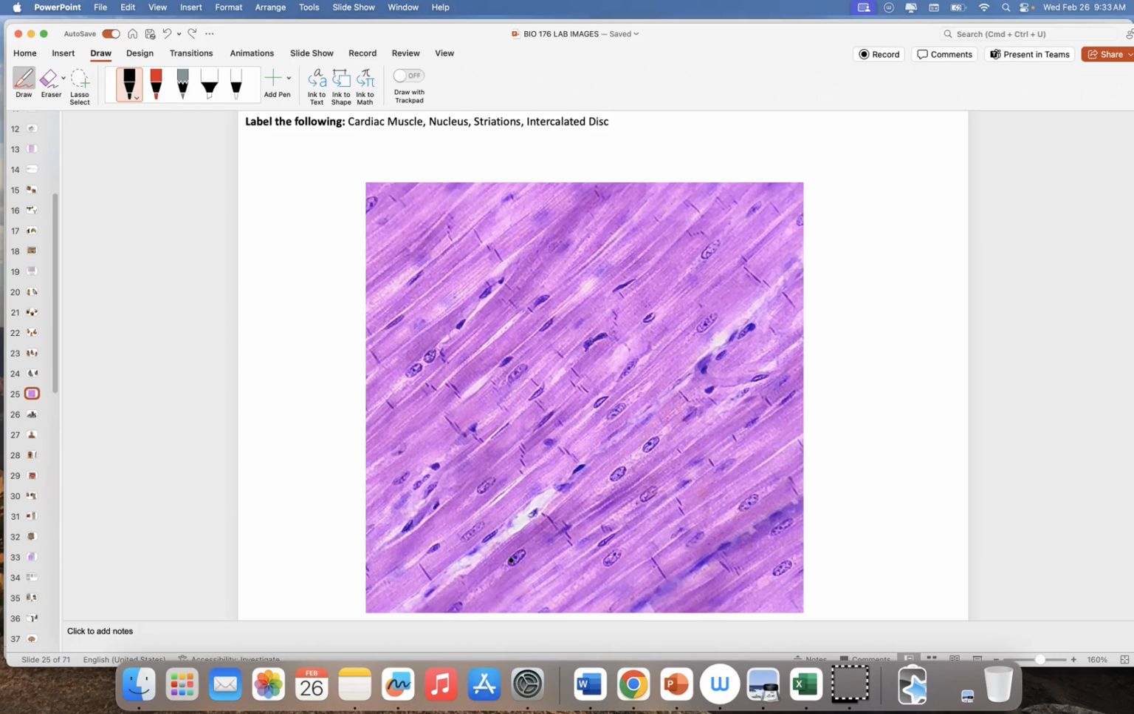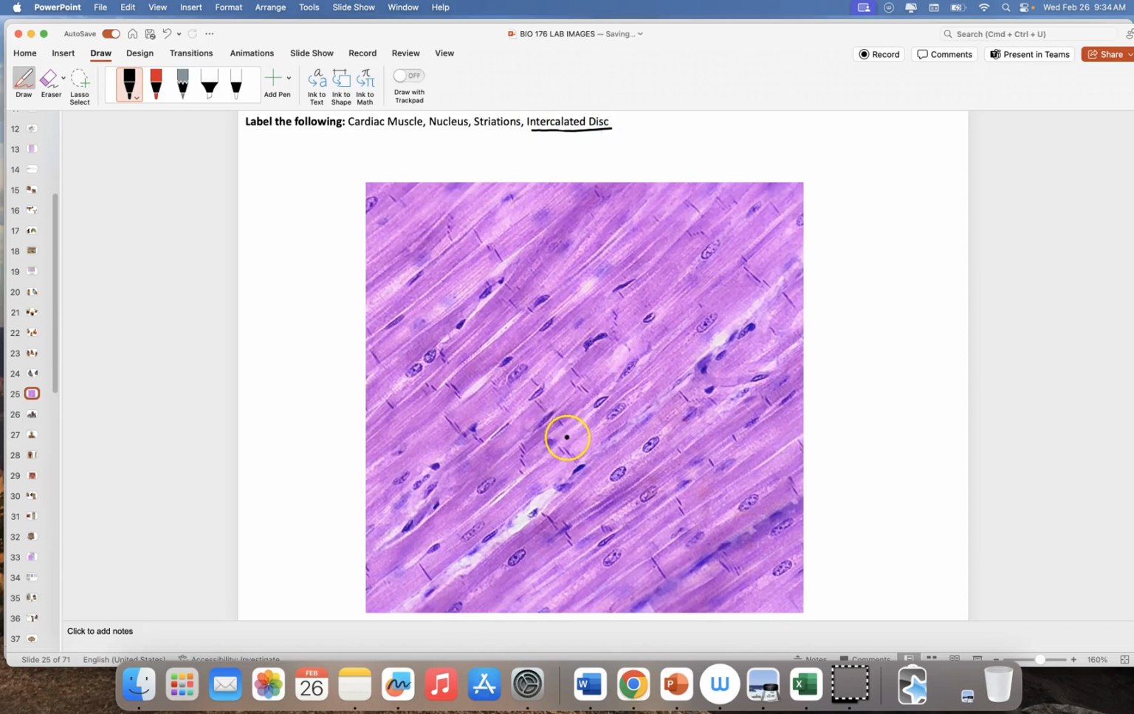We know that we have three types of muscle tissue. We've got skeletal muscle tissue, smooth muscle tissue, and cardiac muscle tissue. What's going to differentiate cardiac muscle tissue from the other two is the presence of these intercalated discs.